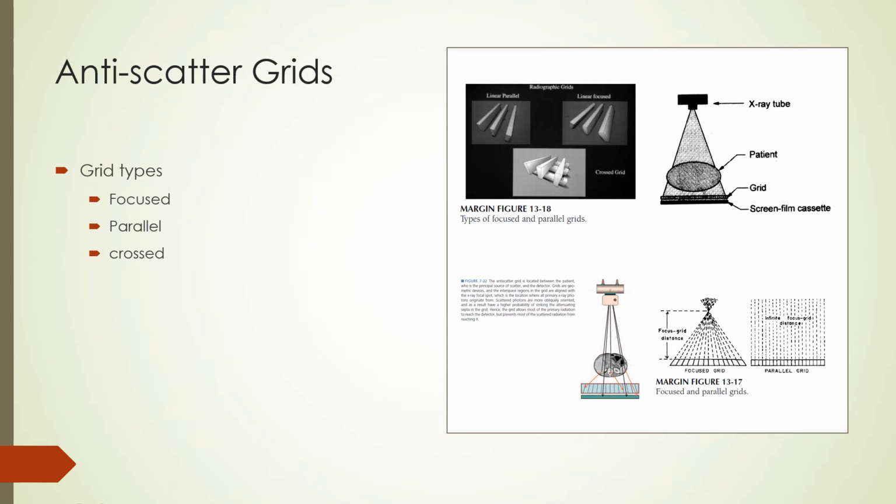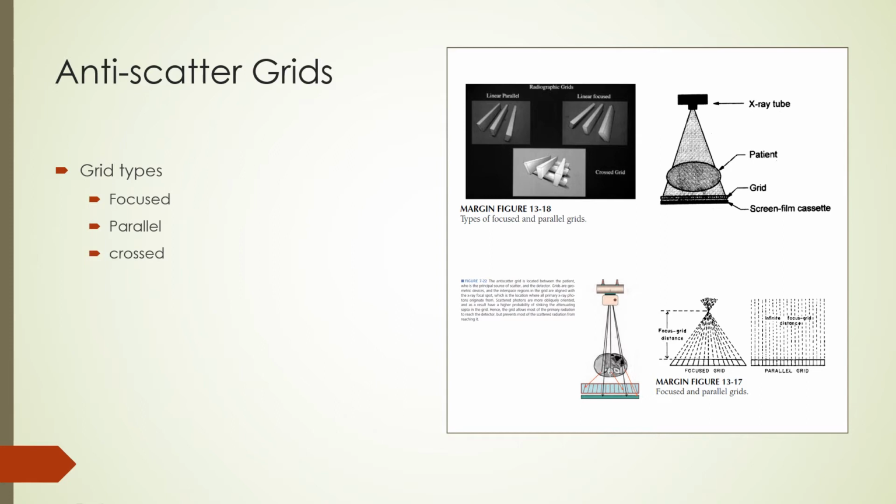There are several types of grids. Three types are shown here: linear parallel, linear focused, and crossed grids. Focused grids are designed to be used at a particular source to image distance, SID, or focus to grid distance, as shown on the bottom figure.